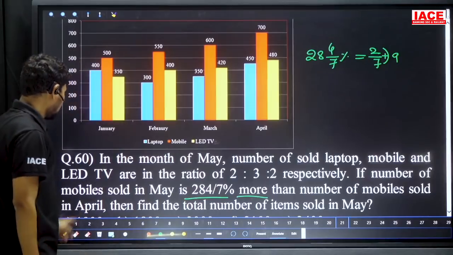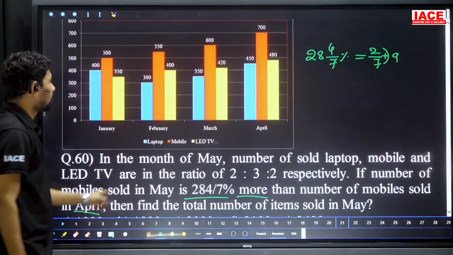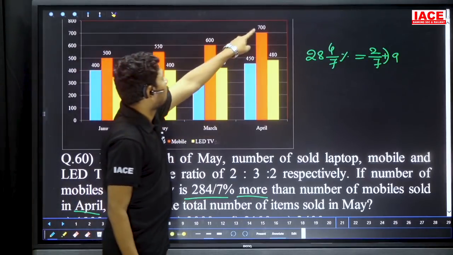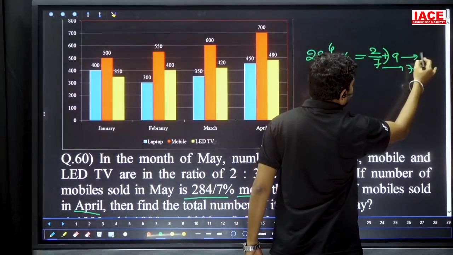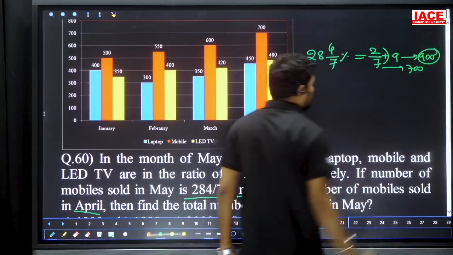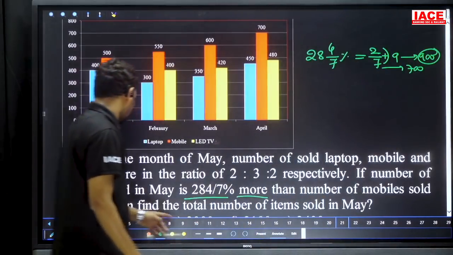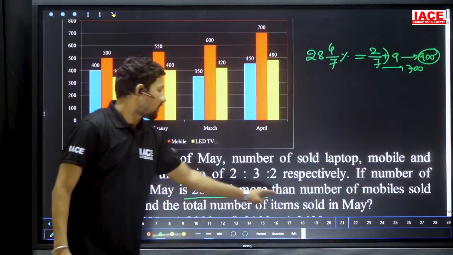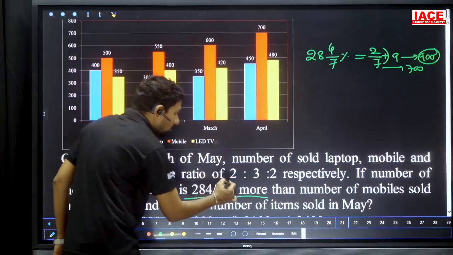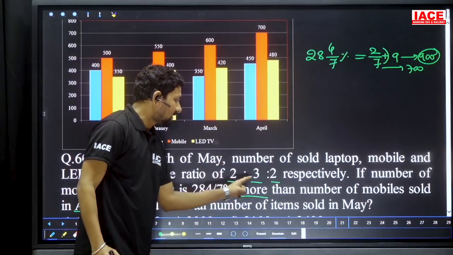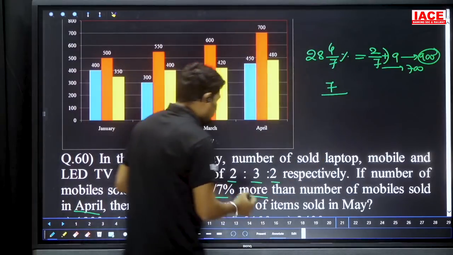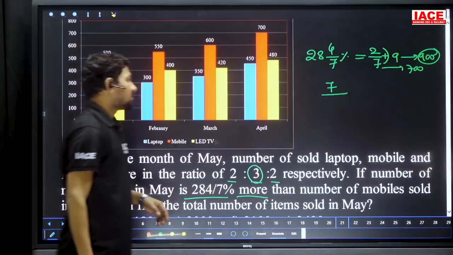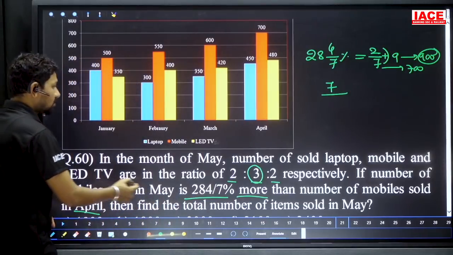Then the number of mobile phones sold in April. April is how much? 700. 7 parts is equal to 700, which means 9 parts is equal to 900. Now they have given the May reference value. Then find the total number of items sold in May. Total is how many parts? 2 plus 3 plus 2 means total is 7 parts. The 7 parts value is required, but they have given a reference for mobiles, the mobiles value in the ratio respectively.